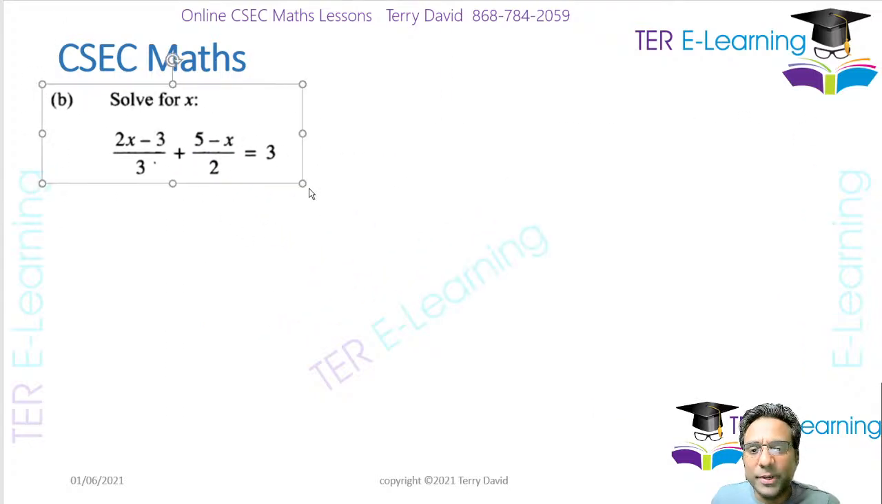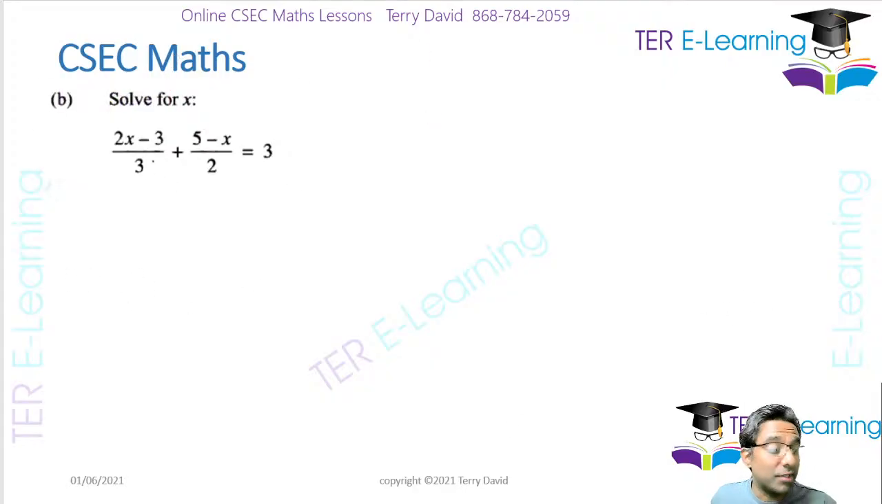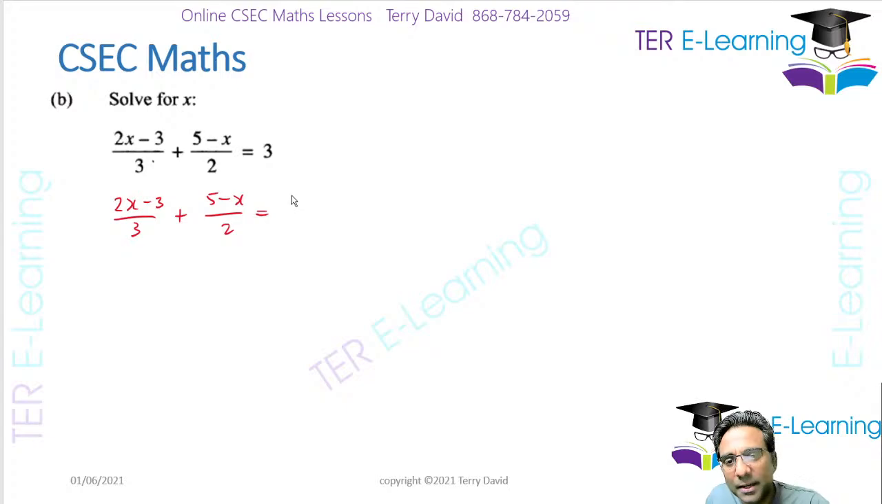this is the next kind of equation that you could be given in the exam to solve, and a lot of students have serious problems with this. Now, what I typically tell my students to do whenever you have questions like these, you can write every single thing as a fraction. So this is 2x minus 3 over 3. It's already a fraction. Plus 5 minus x over 2. That's already a fraction. But it's 3, so I'm going to write this as 3 over 1. So now every term is a fraction.